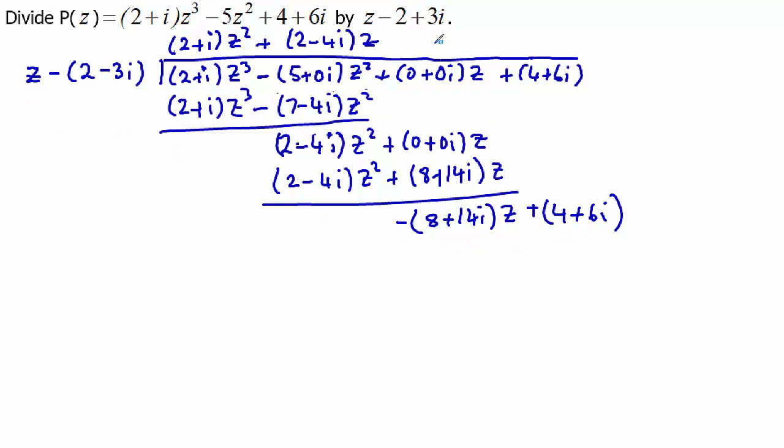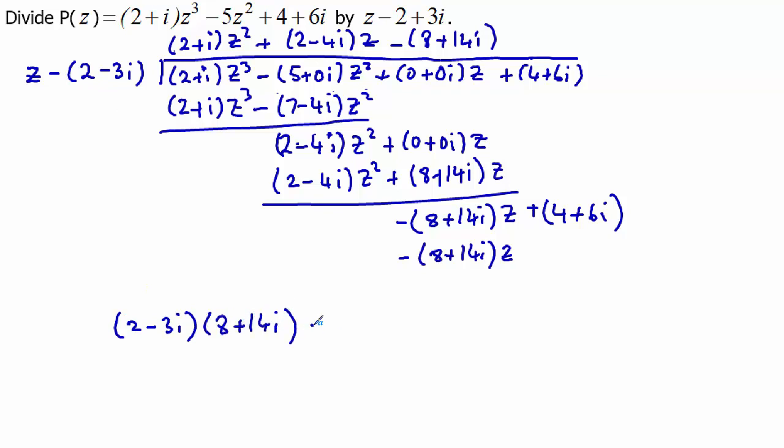So this to get this, so we're going to have minus 8 plus 14I, and then we expand, we've got minus 8 plus 14I z's, and then we're going to have minus that, minus is plus, so it's going to be 2 minus 3i, 8 plus 14i, which is going to give me 16. Take away 42i plus 28i.